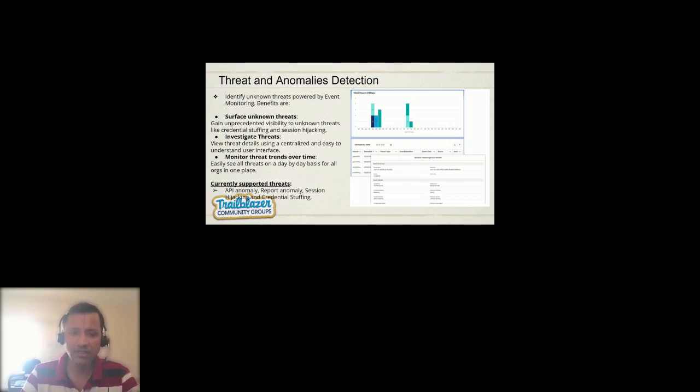So right now, for the threat and anomaly detection, the type of anomalies that Salesforce supports are API anomaly, report anomaly. For example, if there is a person who has run a report and is ending up downloading huge volume of data, that's something that you can easily catch using this product, if anybody has done such an activity or not. Session hijacking and credential stuffing are the other metrics that it actually detects using this feature.